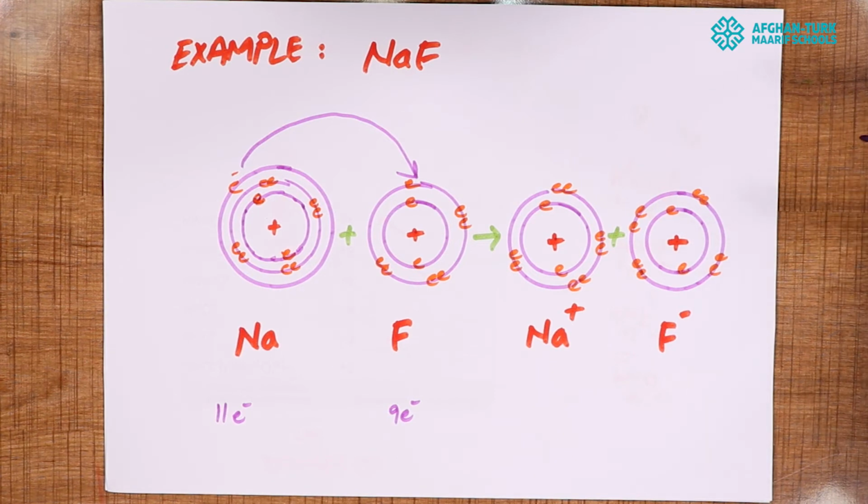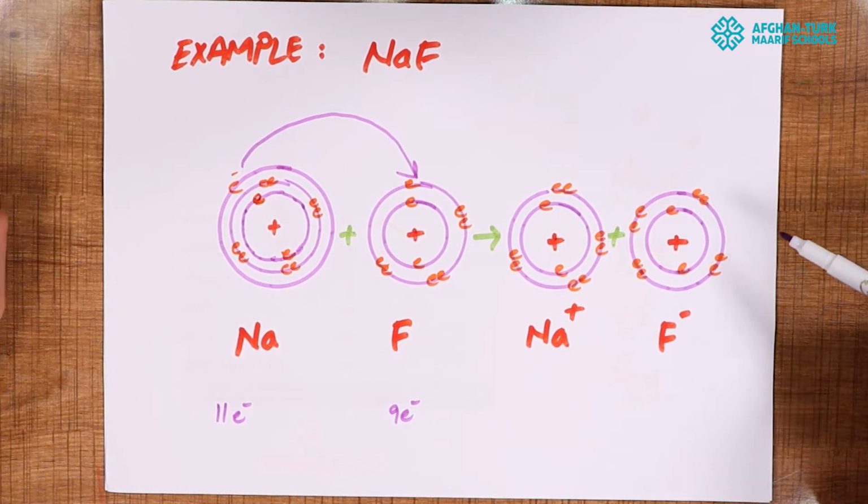Or we can say that if we compare this with the electronic configuration of noble gases, why are noble gases stable? Why don't they react? Because they have the most stable electronic configuration. They have gained the octet state for themselves.